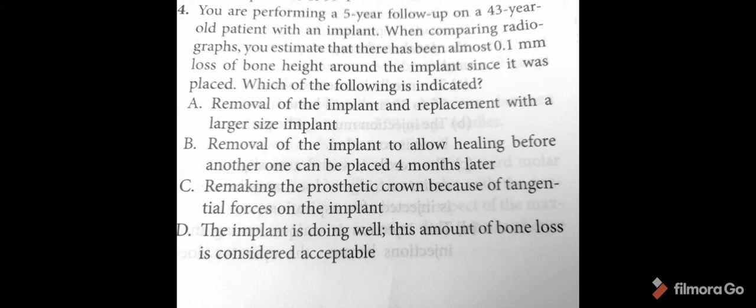You need not worry about it. In this case, it's a 5-year follow-up. So if you multiply 0.02 by 5, it comes to 0.1 mm. So for 5 years, 0.1 mm is acceptable. So the answer is the implant is doing well. This amount of bone loss is considered acceptable.